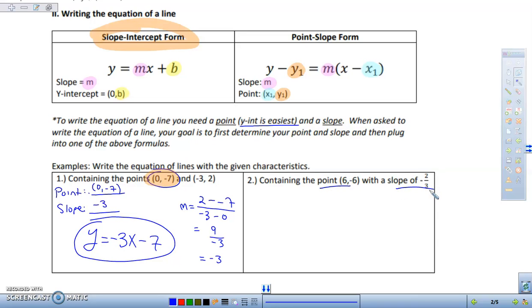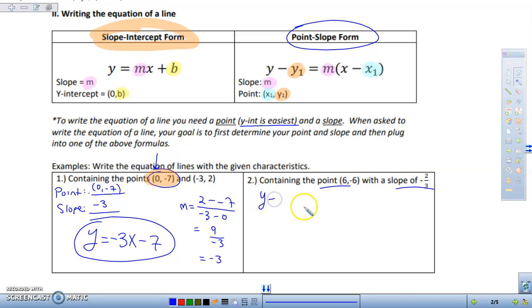Now in example 2, I'm given a point at (6, -6), and I'm given a slope of -2/3. Now I notice that this point is not a y-intercept. And remember, you recognize a y-intercept when the x-coordinate is 0. And that was the case in that first example. So because this one is not a y-intercept, I have to go back and use the point-slope form of the equation.